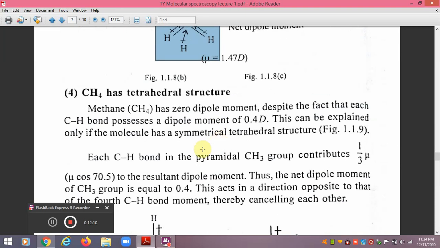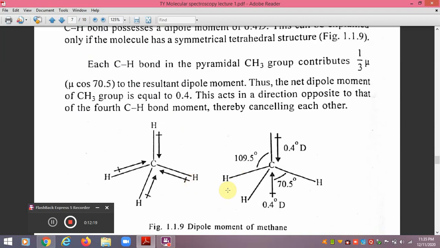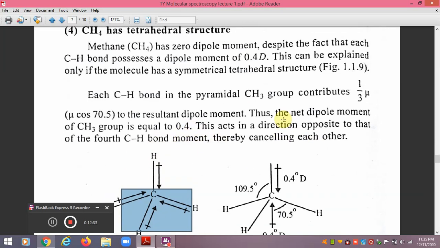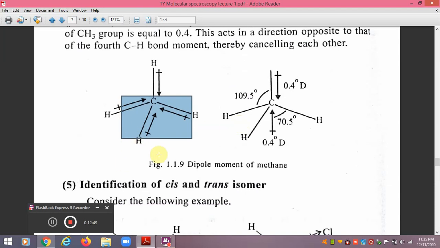Another example is the CH4 methane molecule. It is observed that this molecule also shows a 0 dipole moment because of its symmetrical structure, in which the dipole moment of three CH bonds is cancelled by the dipole moment of the fourth CH bond, because of the angle between them. This structure is called a tetrahedral structure. In the tetrahedral structure, each bond moment is cancelled by the bond moments of the other three bonds, so definitely here the dipole moment will be 0.